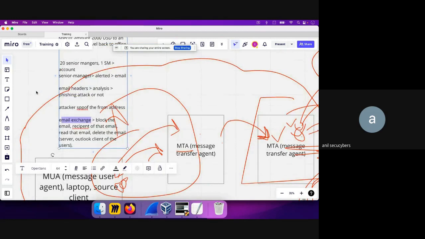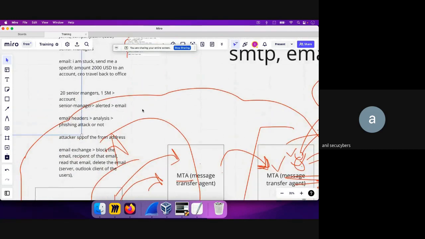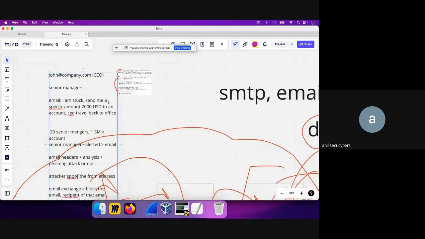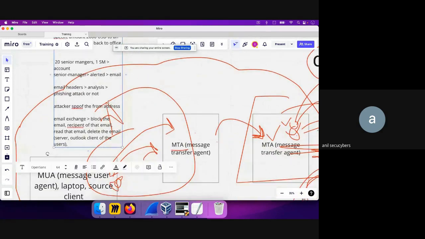So I hope there is some motivation to understand why email analysis is important, because you will also encounter this kind of situation where you need to do email header analysis. I hope there are some questions.